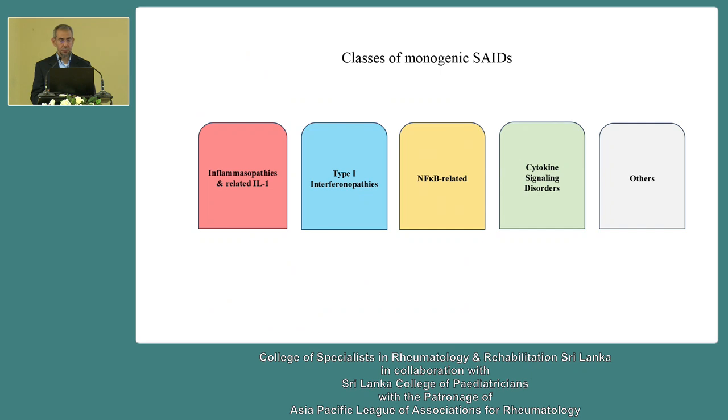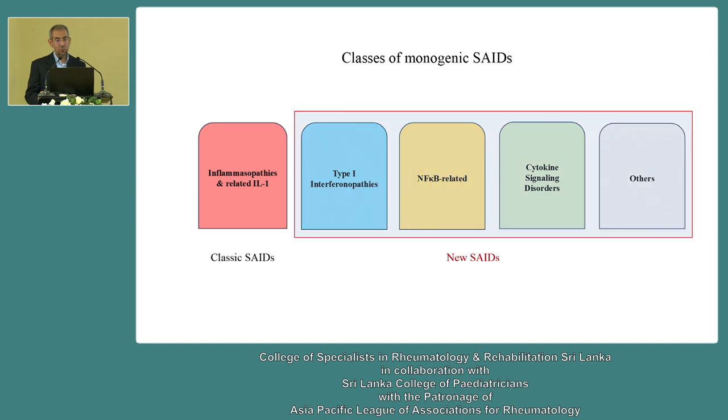Now, these are the classes of monogenic systemic autoinflammatory disease: the inflammasome and related interleukin 1, type 1 interferonopathies, NF-kappa-B related disorders, and cytokine signaling disorders. In my opinion, these can be reclassified, and I will call them classic systemic autoinflammatory disease and the new systemic autoinflammatory disease.